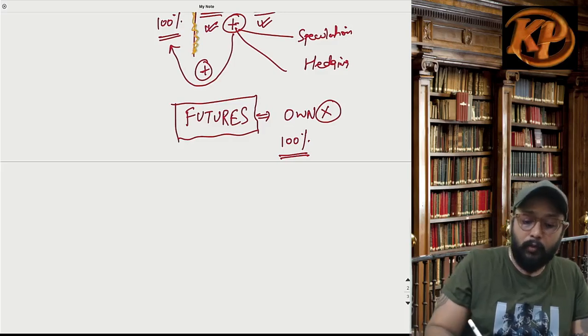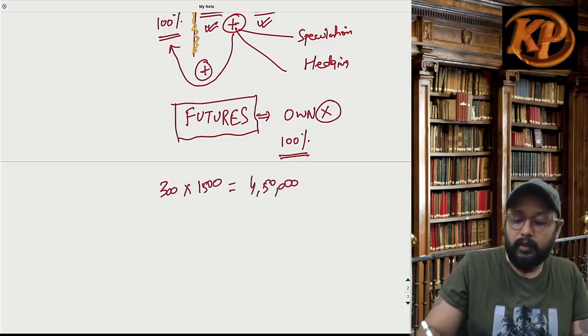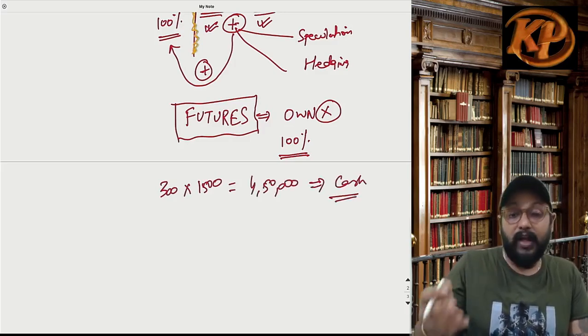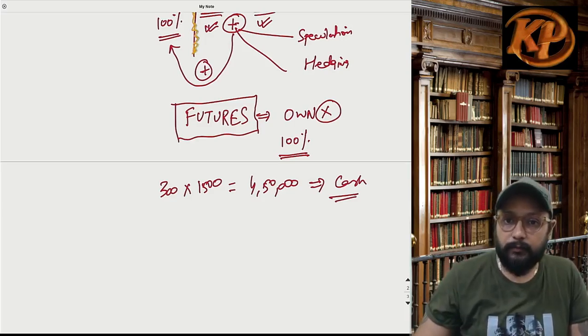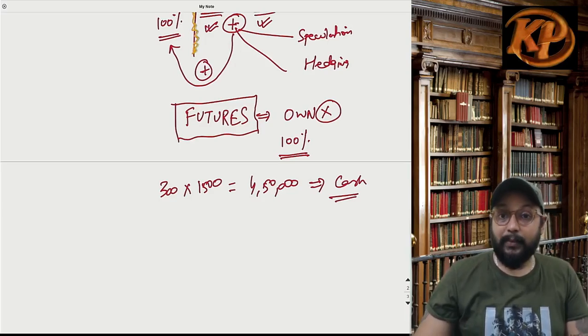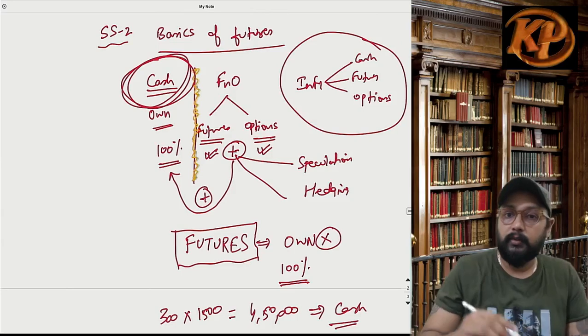If a person says I want to buy 300 shares of Infosys at the rate of 1500, how much are you ending up paying? 4,50,000. This is cash market. You pay 4,50,000 rupees and you take ownership of 300 shares of Infosys. Where is this happening? Delivery based market. Where is this happening? Cash market. This is the market I am talking about.